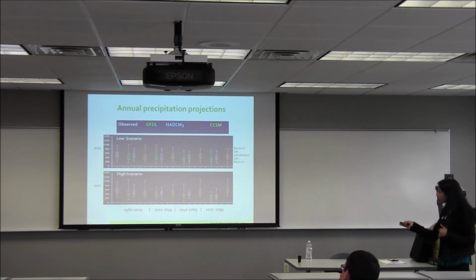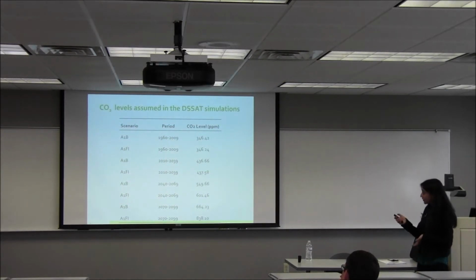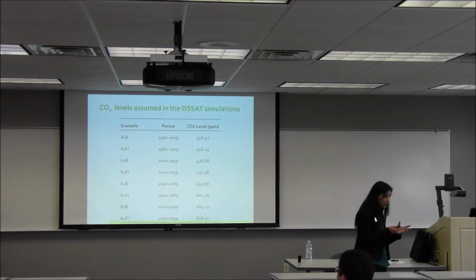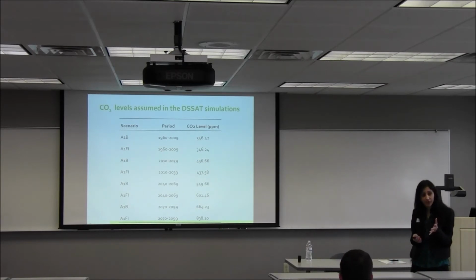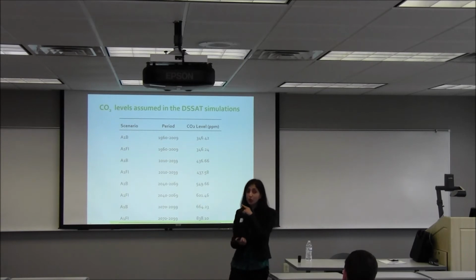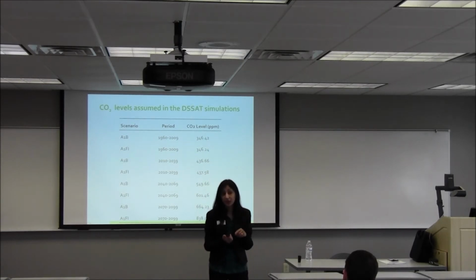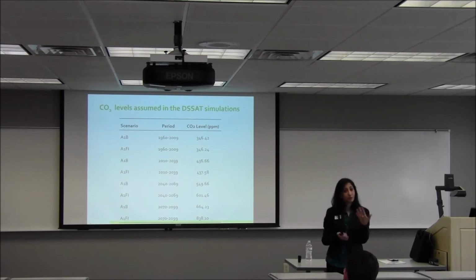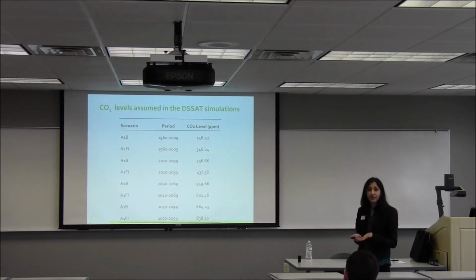All right. And these were the CO2 levels. Now the good thing, if any of you are ever interested in working with crop models, is that DSSAT is a very flexible model that way. It allows for CO2 fertilization effects, which not several of the models will allow. So this allows you to change the CO2 levels, which is one of the major assumptions of the scenarios in the first place, right?